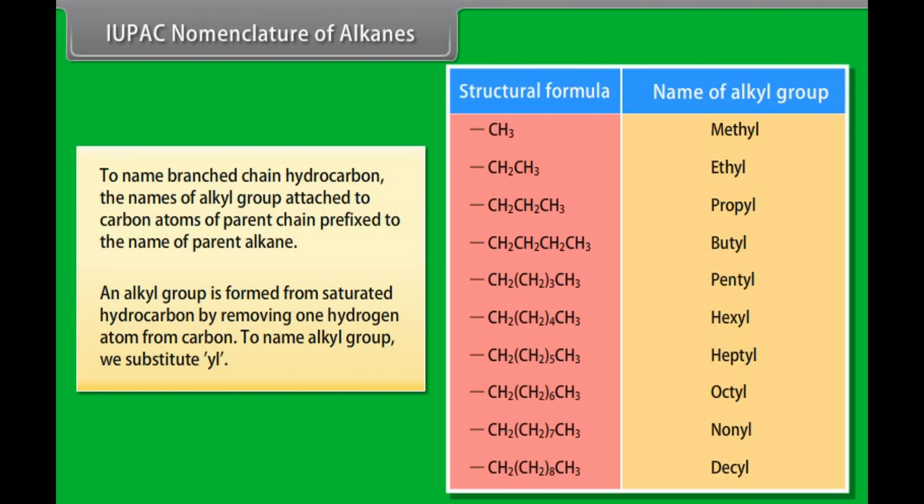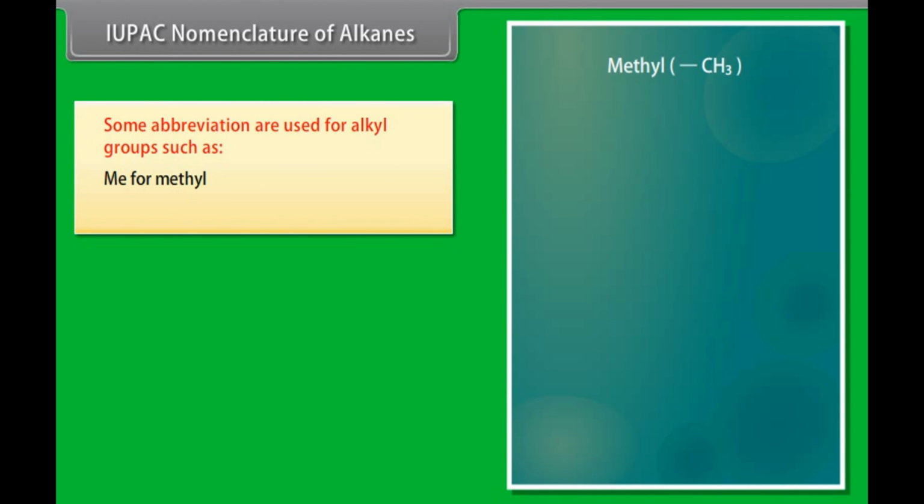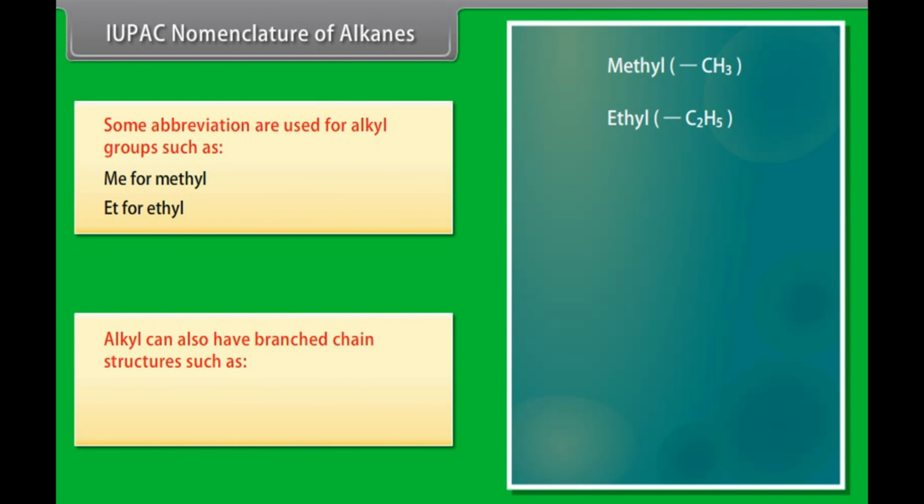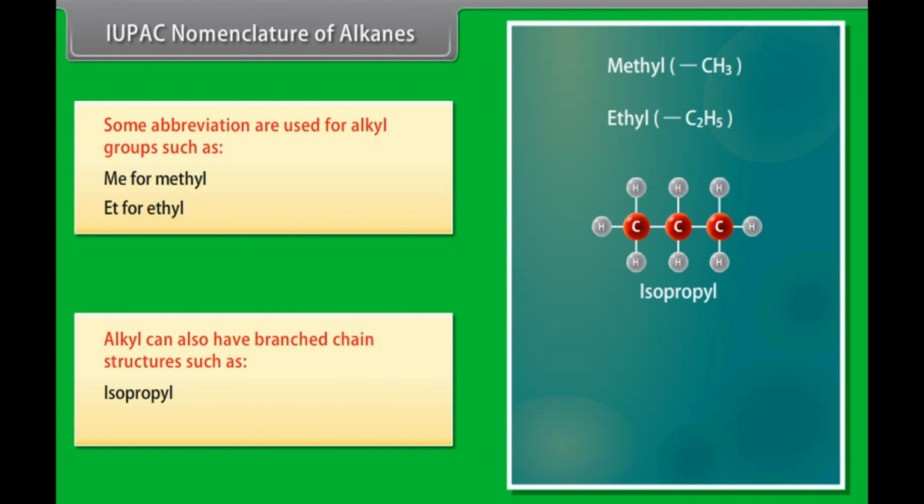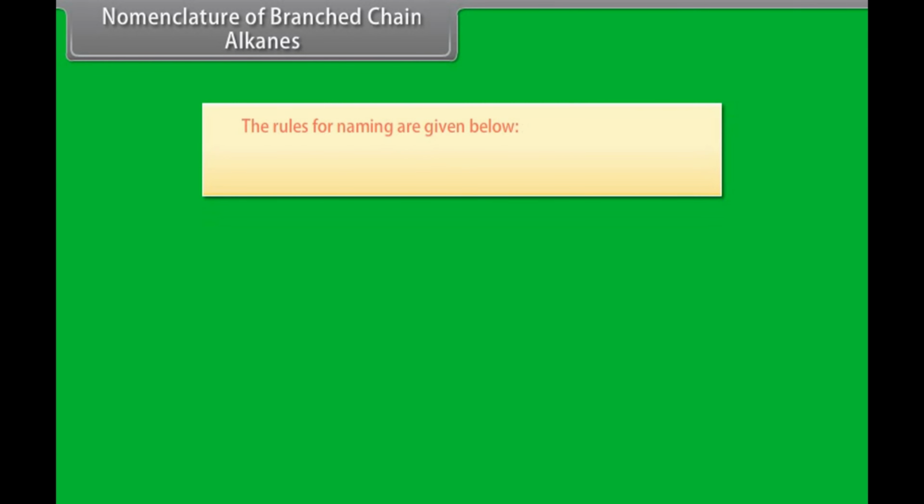To name an alkyl group, we substitute YL. Some abbreviations are used for alkyl groups, such as Me for methyl, Et for ethyl. Alkyl groups can also have branched chain structures such as isopropyl, tert-butyl. Nomenclature of branched chain alkanes. The rules for naming are given below.